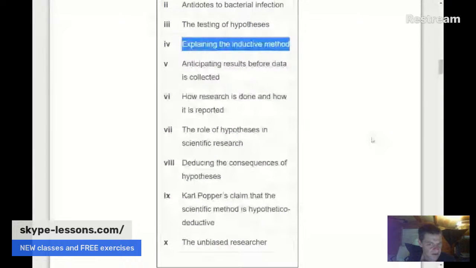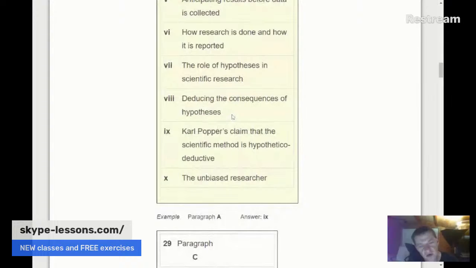Well, he's not talking about research here. He's not talking about a specific type of research. He's just talking about the inductive method the whole way through. He's explaining what it is. The role of hypotheses, well, that would be hypothetico-deductive. Deducing the consequence of hypotheses, again, that's about the other idea of how the scientific method works, which is hypothetico-deductive.